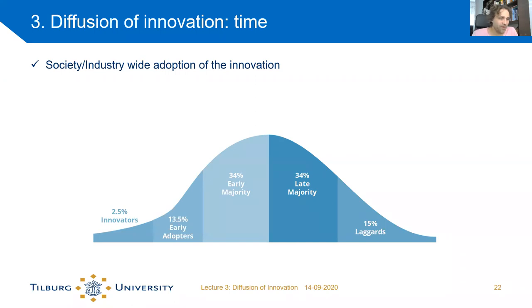So for example, innovators, they usually adopt an innovation because they adopt every innovation in the field. You know, people who really like Apple products, they just buy every new Apple product there is, because they just like the brand. So they're always innovators. So usually those innovators don't really have to be convinced at all. So they're just the people who really like the type of innovation and who will adopt it anyway.